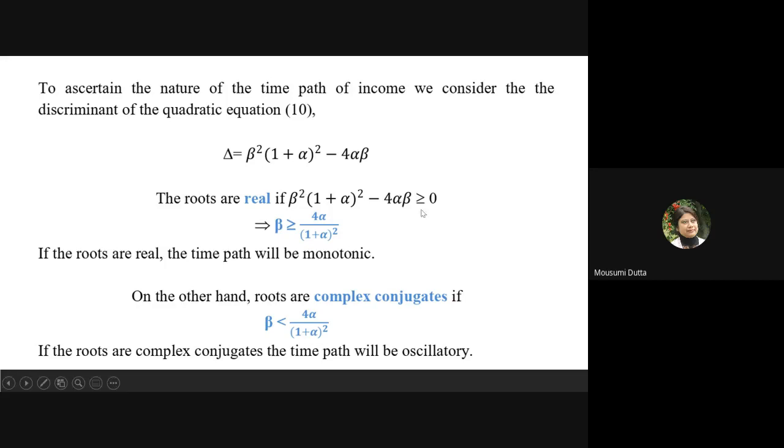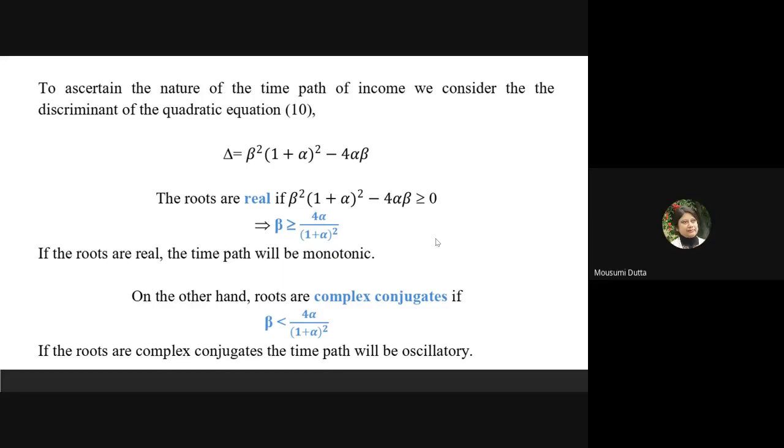One beta will be cancelled, you know. It is beta square into 1 plus alpha square greater than equal to 4 alpha beta. So I'm cancelling one beta. So it is beta greater than equal to 4 alpha by 1 plus alpha whole square. The roots are real if beta is greater than equal to 4 alpha by 1 plus alpha square. Is it fine? Yes, ma'am.